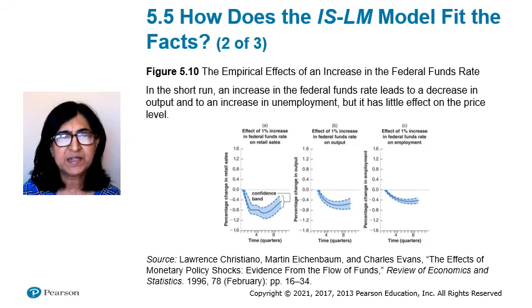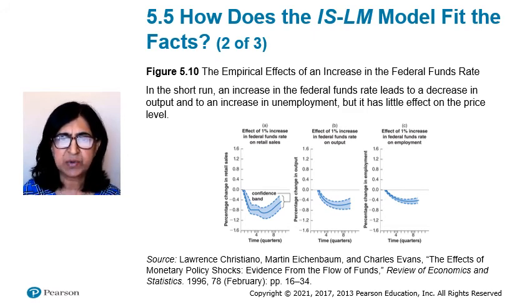Figure 5.10 shows the empirical effects of an increase in the federal funds rate. Figure 5.10 shows the results of an econometric study which uses data from the United States from 1960 to 1990. The study looks at the effects of a decision by the Fed to increase the federal funds rate by 1%. Each panel in Figure 5.10 represents the effects of the change in the interest rate on a given variable: retail sales, output, employment, unemployment, and prices.